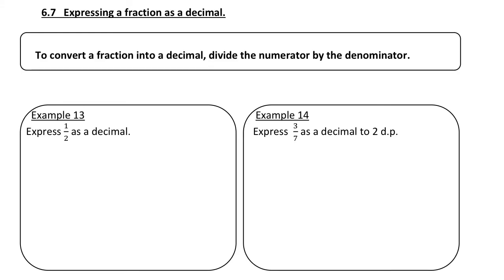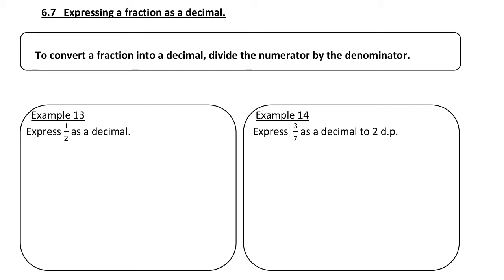Expressing a fraction as a decimal. To convert a fraction into a decimal, divide the numerator by the denominator. So remember, in a fraction, the top number is called the numerator and the bottom number is the denominator. The line separating them, we sort of say is over, but another way to think about it is divide.